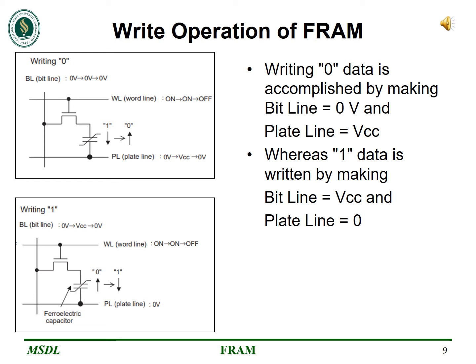Writing 0 is accomplished by making the bit line equal to 0 and applying voltage on the plate line, while writing 1 is done by making the plate line equal to 0 and applying voltage to the bit line. Written data is retained even if the transistor is off. In other words, the data is non-volatile.